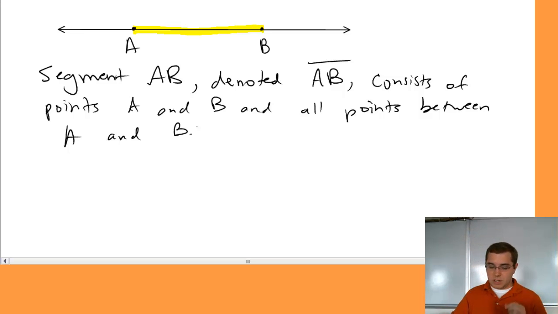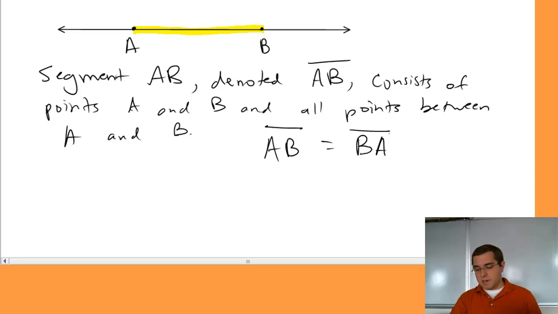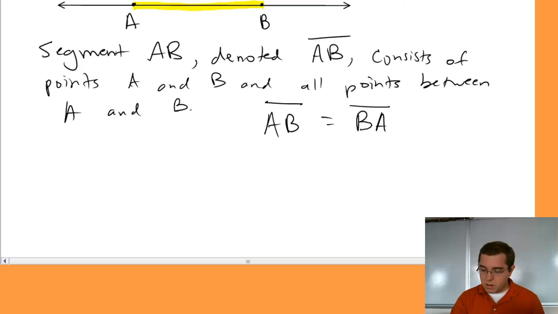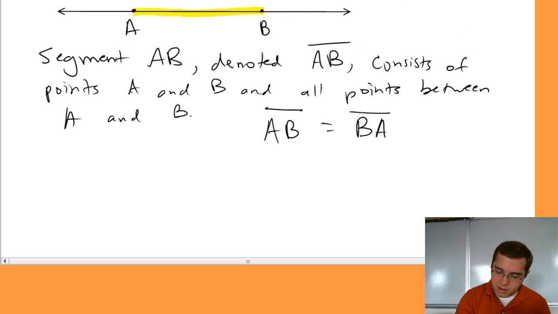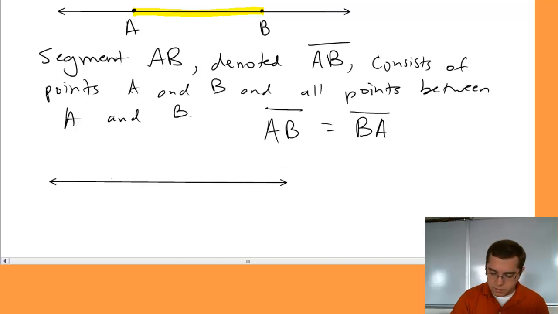That's a finite chunk. Let's say I want an infinite chunk out of a line. Well, notice before we move on that segment AB is the same as segment BA. The order in which I put the endpoints doesn't matter. Let's say instead of a finite chunk of my line, I want an infinite chunk. So let's call this G and this H.